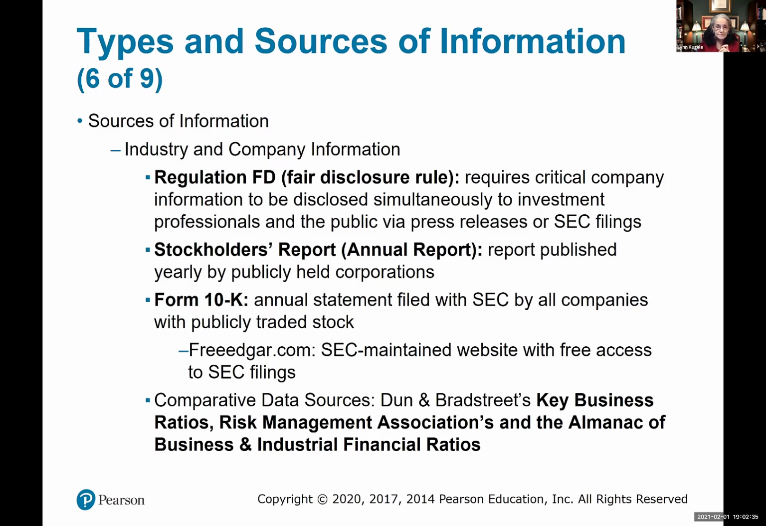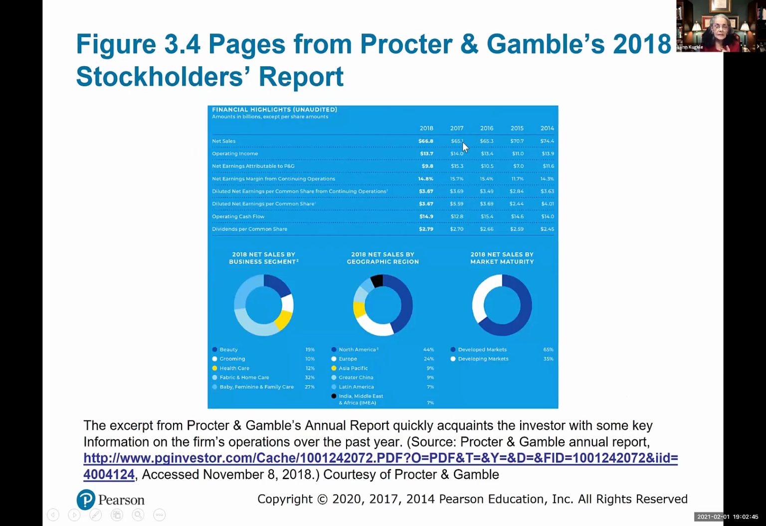I can hear them. Dun & Bradstreet puts out a lot of data. Risk Management Association, RMA, a lot of data out there. This is from Procter & Gamble's annual report for the years 2014 through 2018. This is just an excerpt. Key information, obviously, in an annual report, they're going to make it look as good as they can.